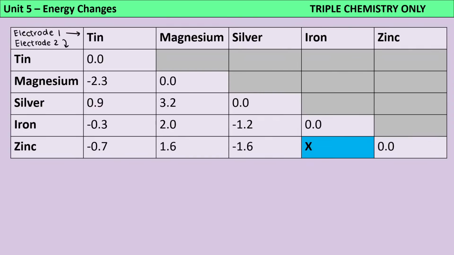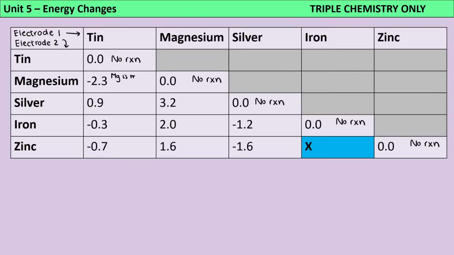And the bit on the right hand side is greyed out because there's no point in measuring the same pair of electrodes the opposite way around. So if I know that tin versus magnesium would be minus 2.3, then I know that magnesium versus tin would be plus 2.3. So there's no point in doing that experiment because I already know what the answer would be. And you'll notice that all of this diagonal is just zeros because that is each electrode against itself. Like I just said, they've got the same reactivity, so nothing's going to happen, and there's a 0 voltage.